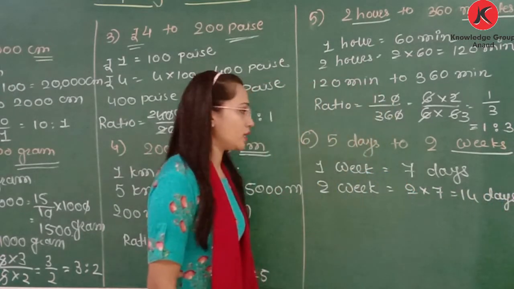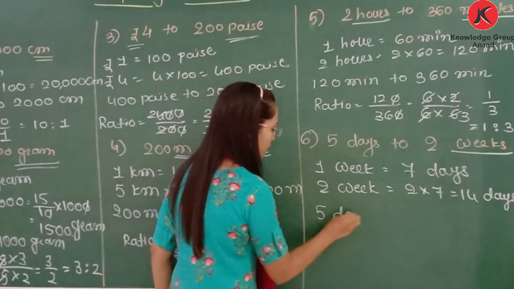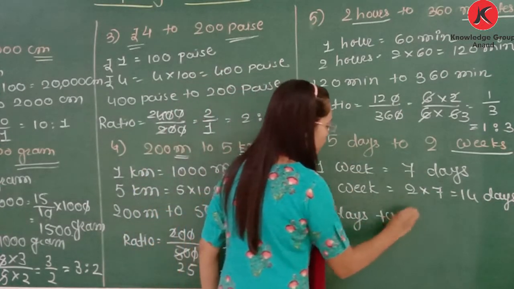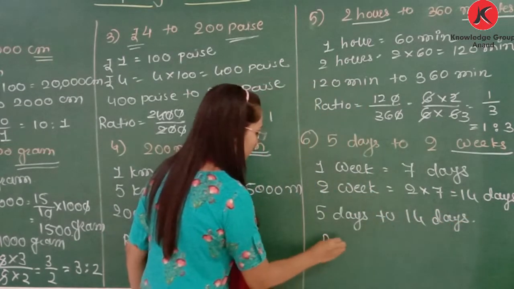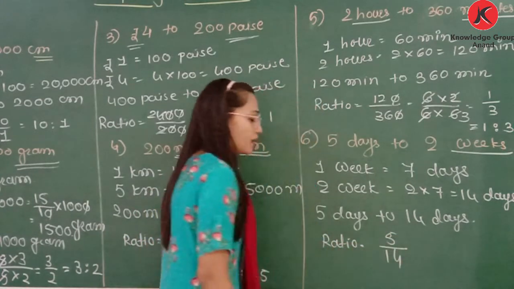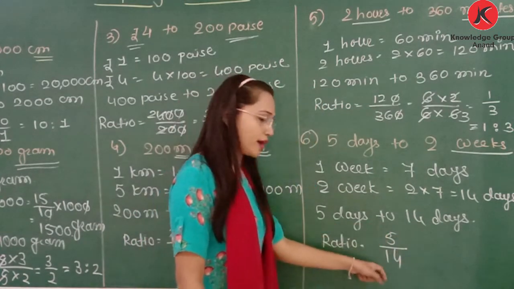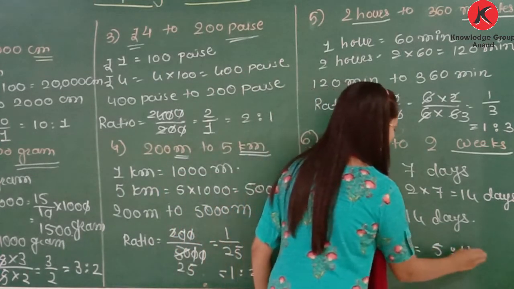Now we need to take a ratio of 5 days to 2 weeks. So it is 5 days to 14 days. So ratio is equal to 5 divided by 14. Now there is no common factor between 5 and 14. So we can write it as 5:14.